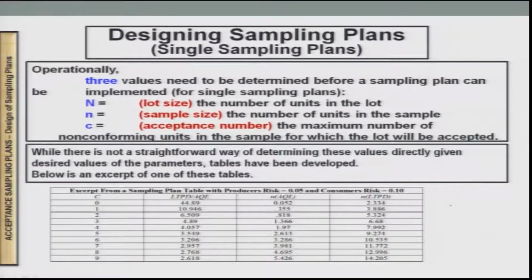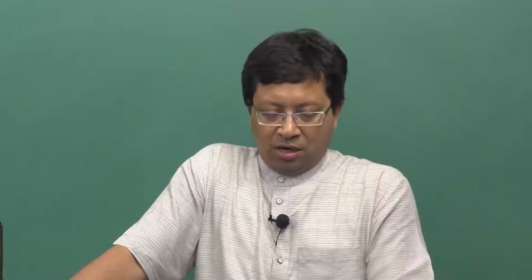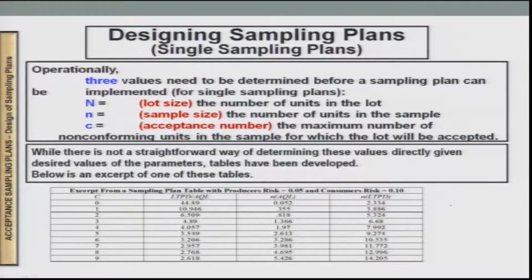Now you have to design a sampling plan, and we will very simply consider only the single sampling plan. We won't go into the complications of double sampling plans, sequential sampling plans and so on. Operationally, 3 values need to be determined before a sampling plan can be implemented, and as you may remember, I have kept mentioning the concepts of capital N, small n and C repeatedly. These turn out to be the important factors based on which you can design the sampling plan.